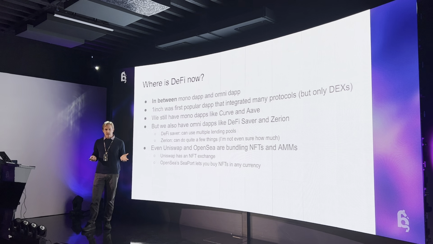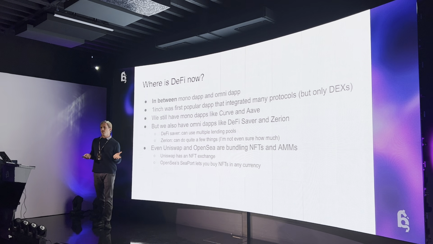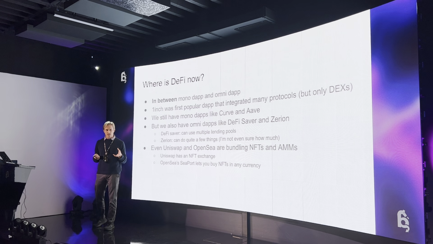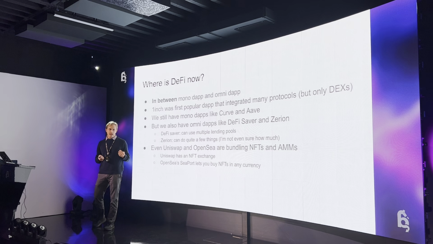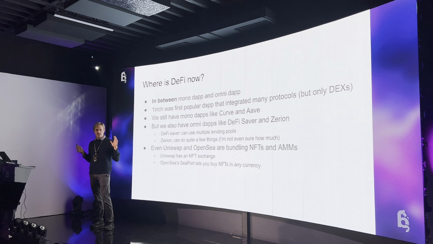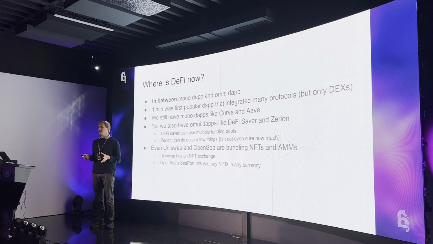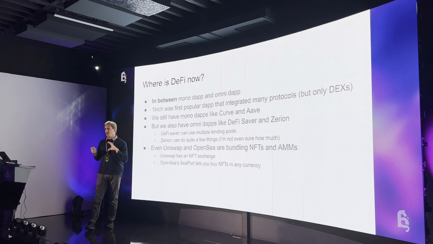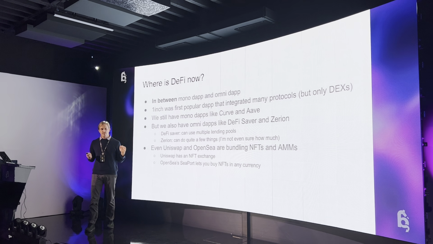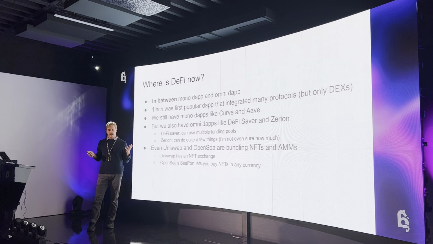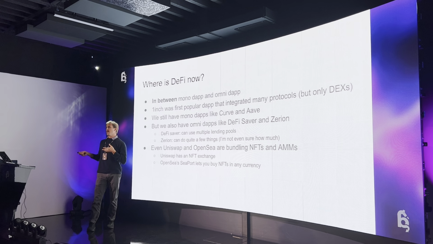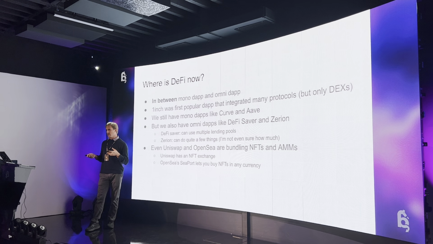So where is DeFi now? Right now we're kind of in between a monodApp and an Omni Dapp paradigm. So we still have monodApps. If you go to Curve or Aave, they're basically like wrappers for the underlying smart contracts. But we also have emerging Omni Dapps like DeFi Saver and Zerion. So DeFi Saver lets you manage multiple lending pool positions.